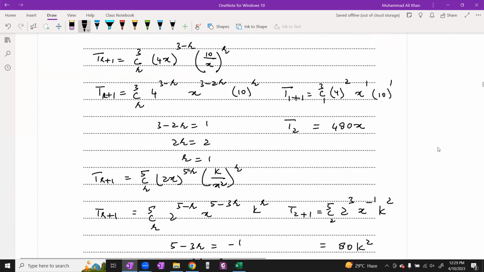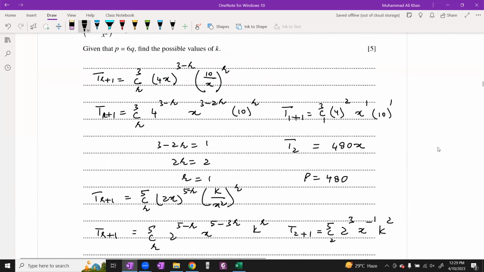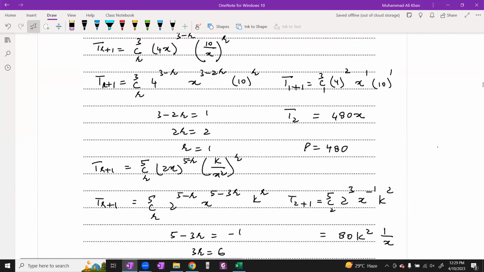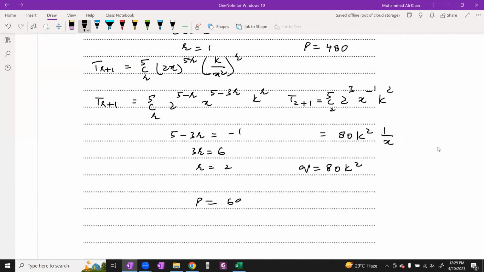अब conditions आपसे क्या कही हैं? कहा है the coefficient of x in the expansion. Coefficient of x जो है वो b है. तो b क्या हो गया 480. और coefficient of 1 upon x क्या है वो q है. तो q क्या हो गया 80k square. अब आपसे कहा p equals to 6q. p कितना है 480. 6q 80k square. यहां से आप k की वैल्यू जो कैलकुलेट करेंगे the value of k is plus minus 1. This is the value of k. Hopefully, the question is clear of 5 marks.